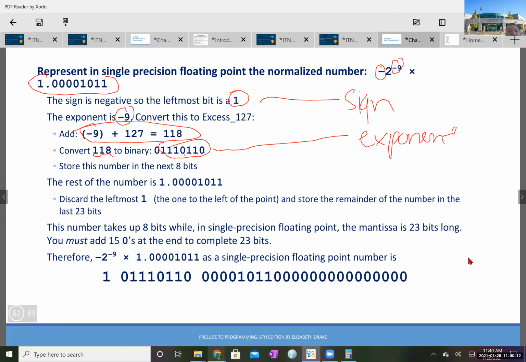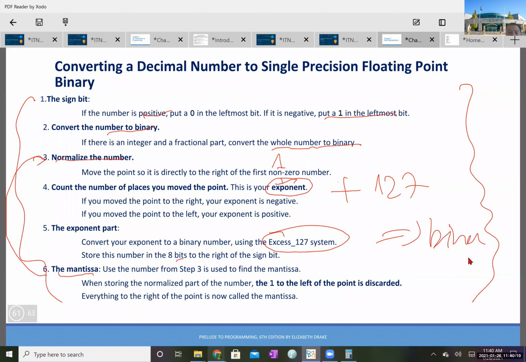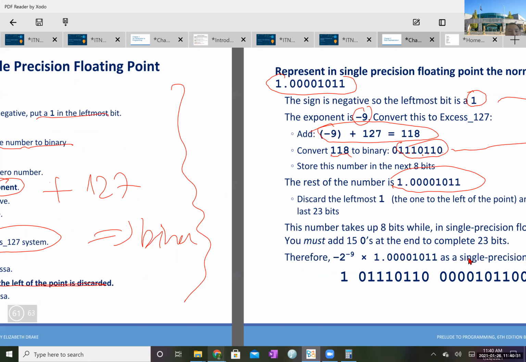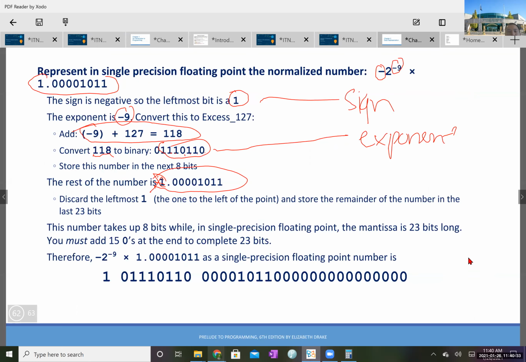Remember that you follow the rule here: you discard the number one on the left. So we just discard the number one here, and you have 0, 0, 0, 0, 1, 0, 1, 1 left. So this one, you have 8 bits here.